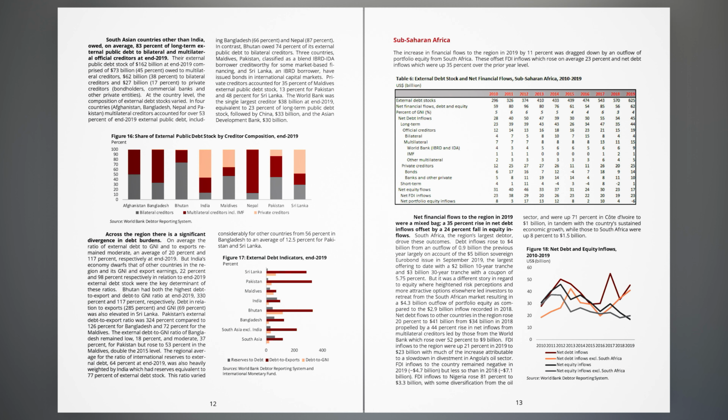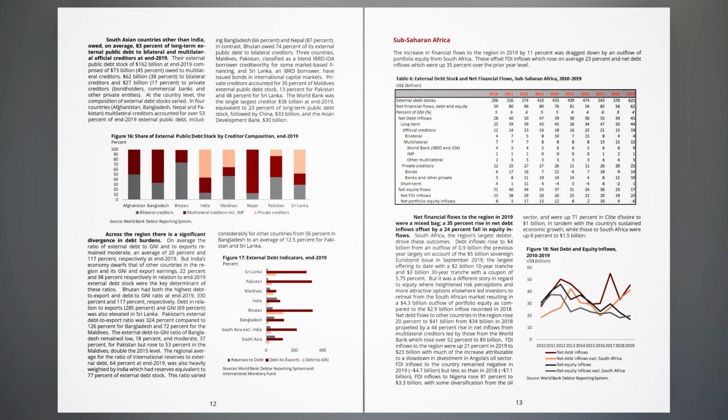Sub-Saharan Africa. The increase in financial flows to the region in 2019 by 11% was dragged down by an outflow of portfolio equity from South Africa. These offset FDI inflows, which rose on average 23%, and net debt inflows, which were up 35% over the prior year level.